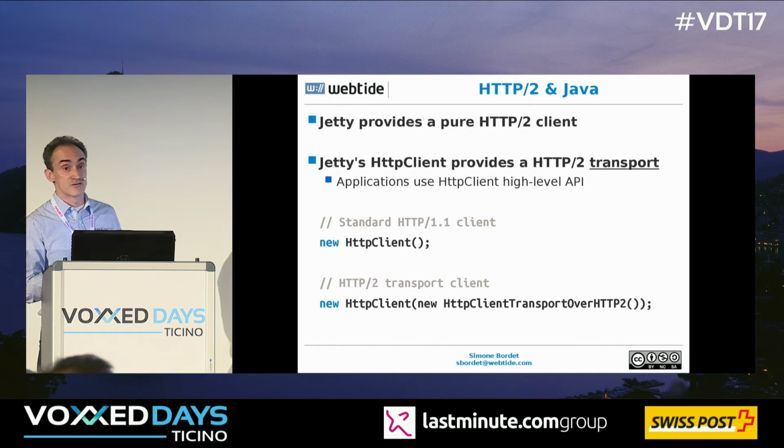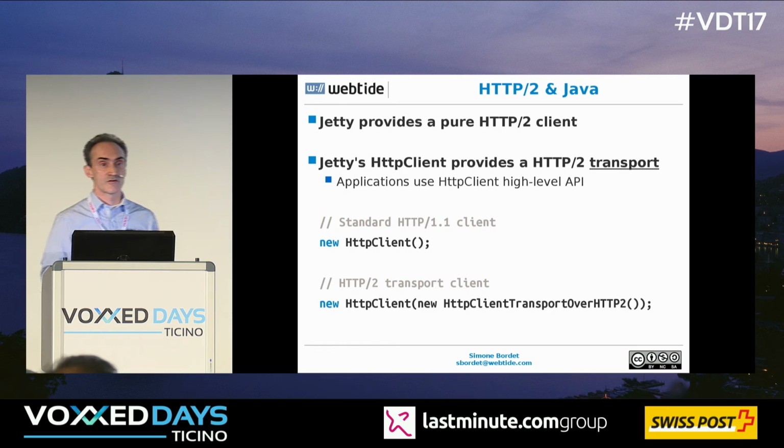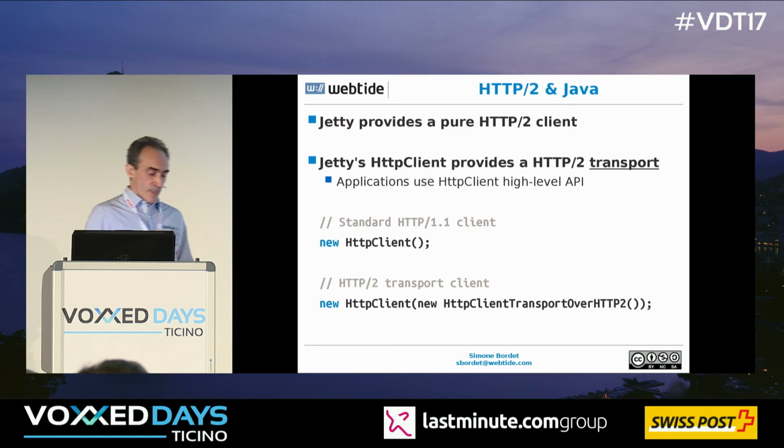So again, Jetty provides a pure HTTP2 client. It's very easy to set up. This is how you would use the 1.1 client. And this is the one-line change that you need to make in order for the Jetty HTTP client to speak HTTP2. You just change the transport to be the one that uses HTTP2. So all good, right?